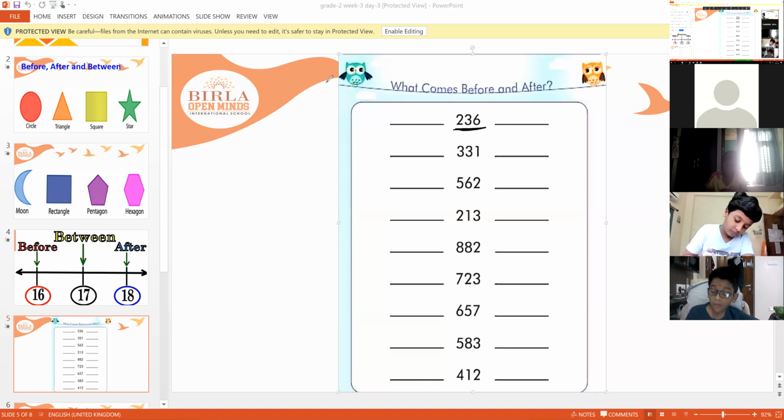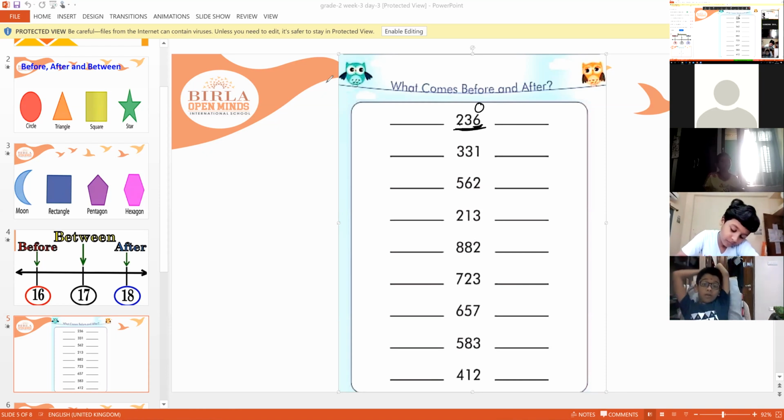you just have to change the number in ones place. And here, children, in ones place, what do we have? We have 6. So now you have to think that which number comes before 6 and remaining two numbers, that is 2 and 3, you will write as it is. So which number comes before 6? We all know that before 6 comes 5.